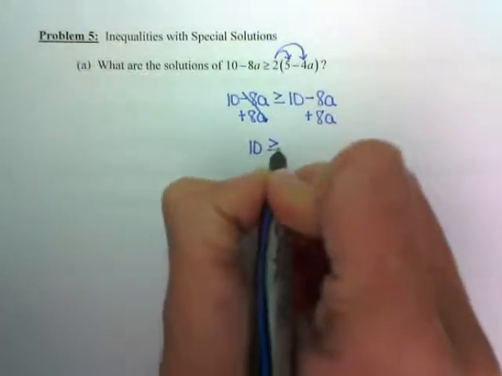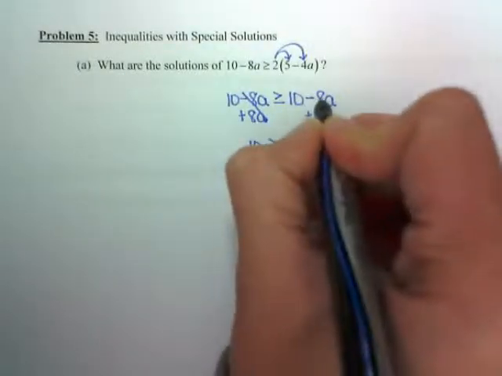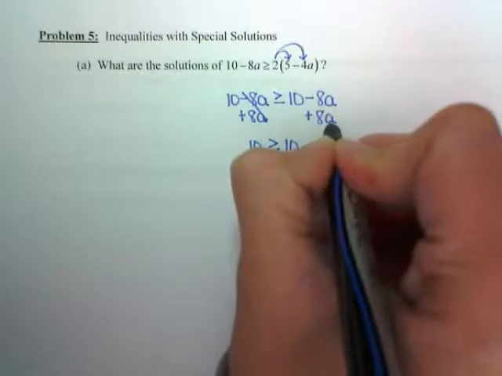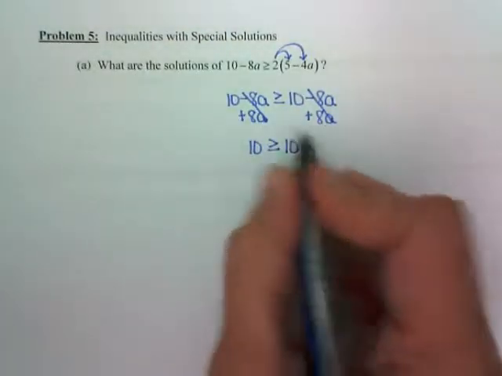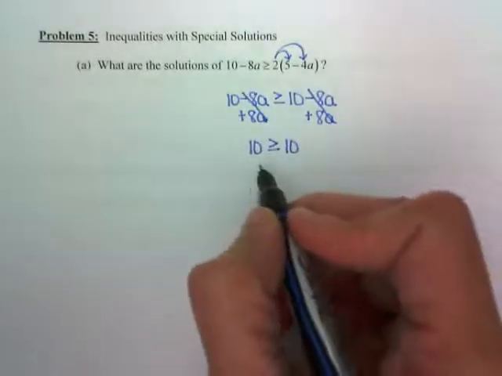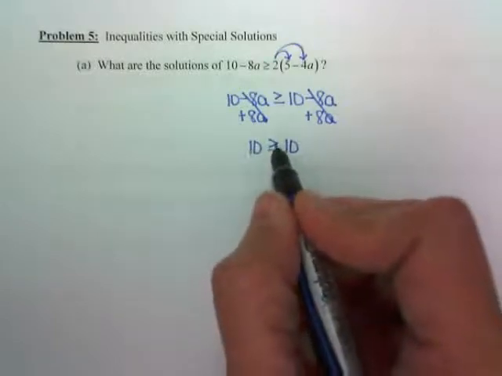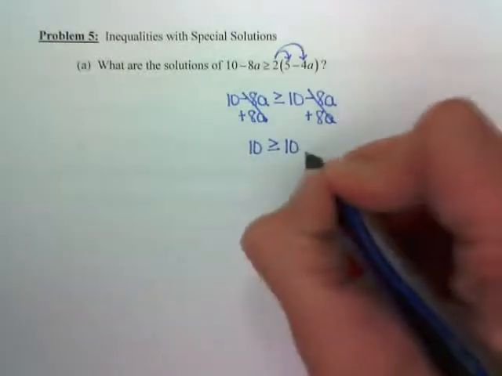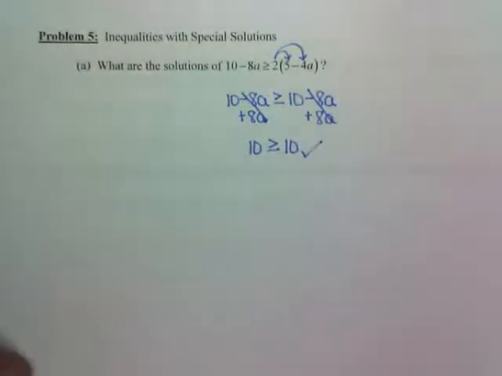Greater than or equal to, still have my 10 on this side. Negative 8a plus 8a, again, is 0. So this is what I have. Well, this isn't my answer. I don't have a is greater than or equal to something. I don't have what a can be. I have a true statement. 10 is greater than or equal to 10. That is true. However, those are not my solutions. 10 will work, but that's not my solutions.